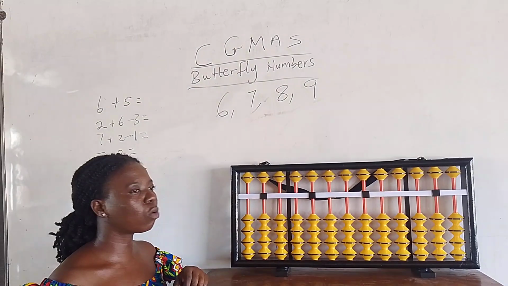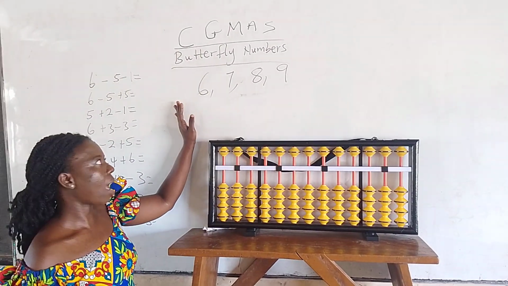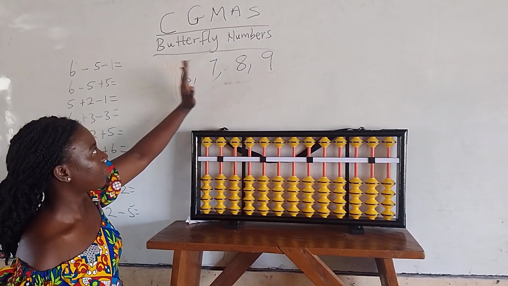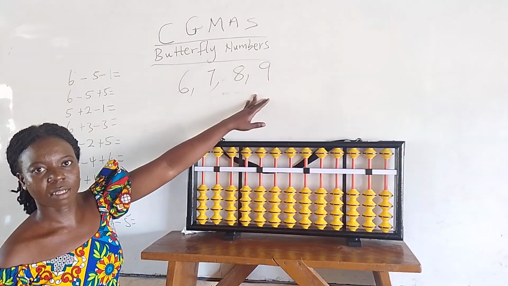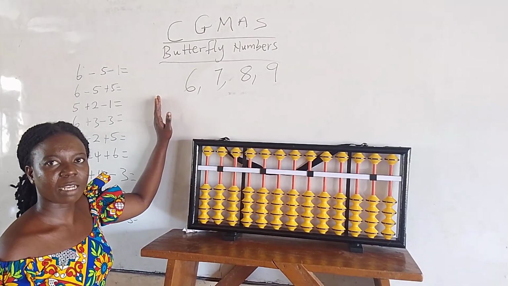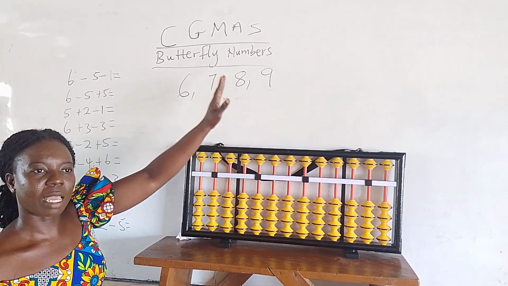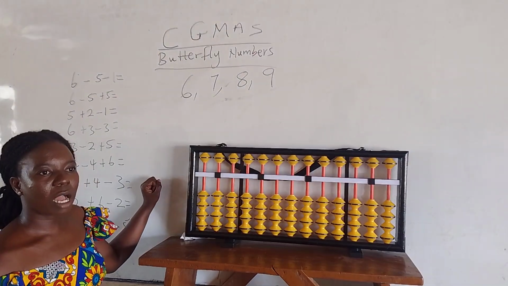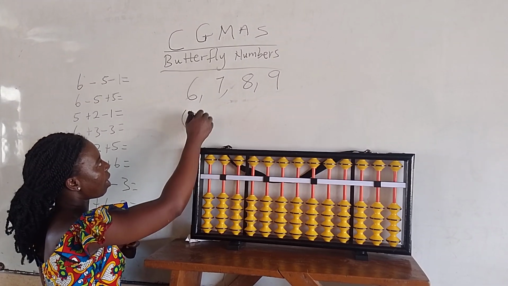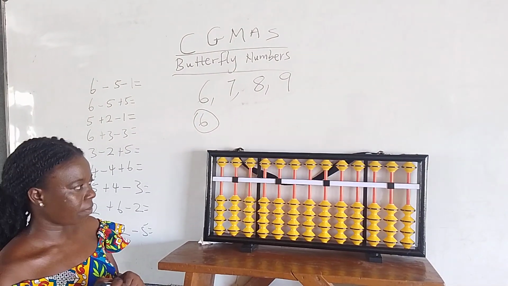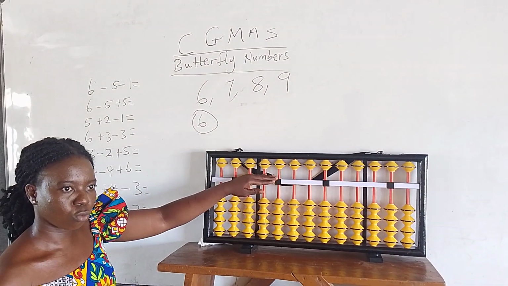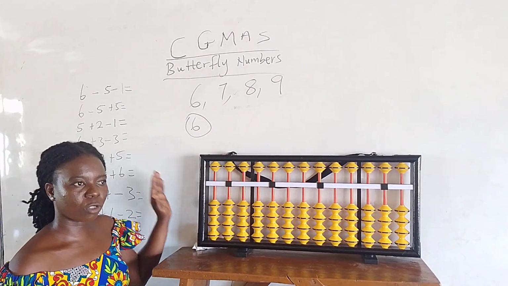Now, these are our butterfly numbers: 6, 7, 8, and 9. Over the next few lessons, we'll be tackling these butterfly numbers one after the other. So, in our lesson today, we'll be looking at the butterfly number 6. Okay, so let's look at how to find 6 on our Abacus too. 6 is our main focus for today.